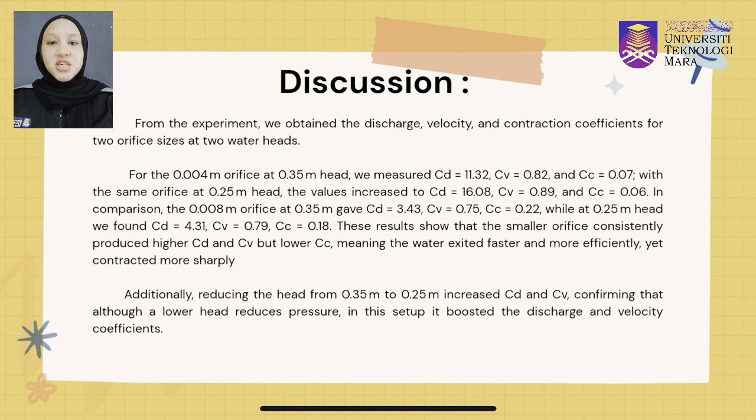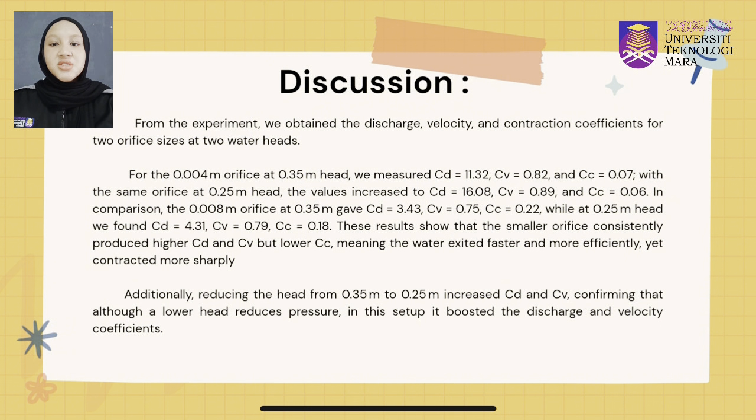Experiment will obtain the discharge velocity and contraction coefficient for two orifice sizes at two water head. For the 0.004 meter orifice at 0.35 meter head, we measure CD equals to 11.32, CV equals to 0.82, and CC equals to 0.07. With the same orifice at 0.25 meter head, the value increased to CD equals to 16.08, CV equals to 0.89, and CC equals to 0.06.